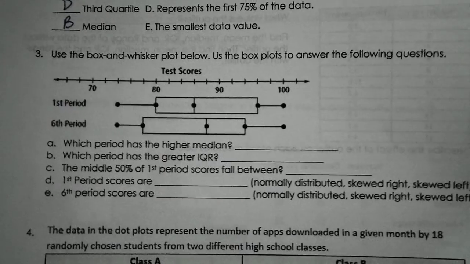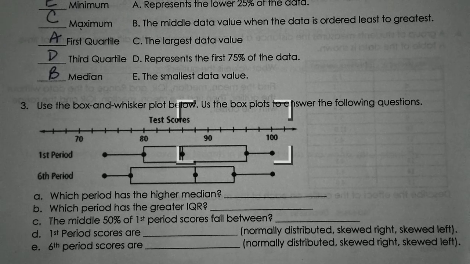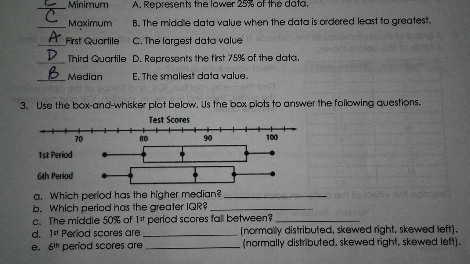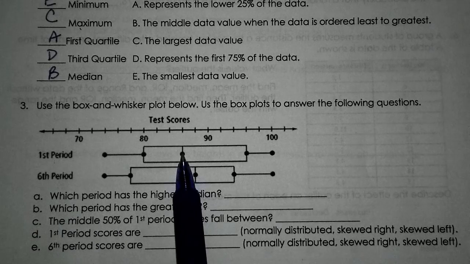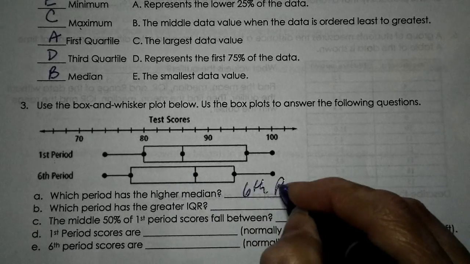All right, number 3. Okay, use the box and whisker plot below. Use the box plots to answer the following questions. So which period has a higher median? So first period or sixth period. Hopefully you can see that's the median. So the first one would be sixth period.